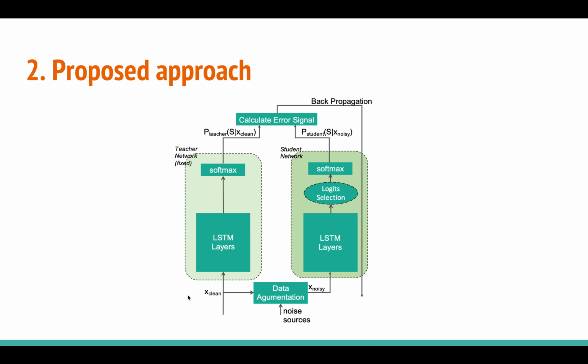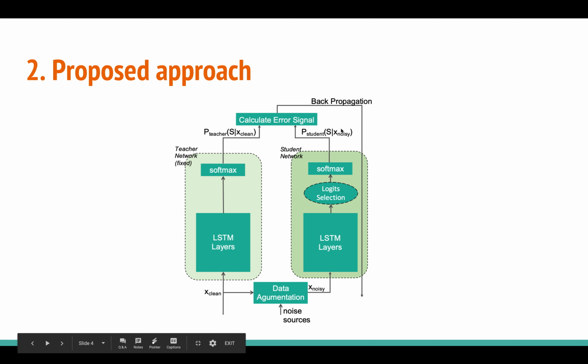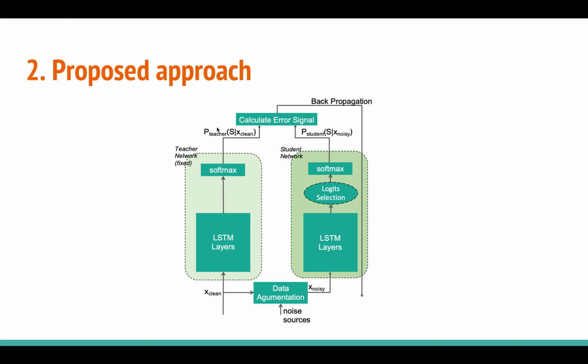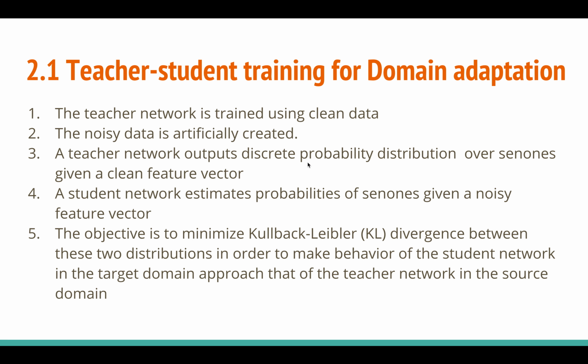You have a teacher network, you train it with clean data, then you want to train a student network with noisy data, where you take the softmax logits from the teacher network as the ground truth and try to minimize the KL divergence between the probability distribution of the teacher network and the probability distribution of the student network, and you train the student network using that loss, right? So that is the whole idea. As I said, basically the teacher-student training is sort of for domain adaptation.